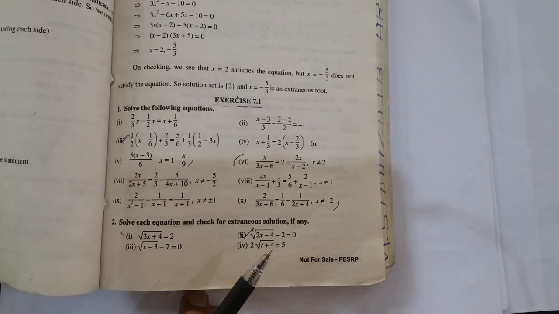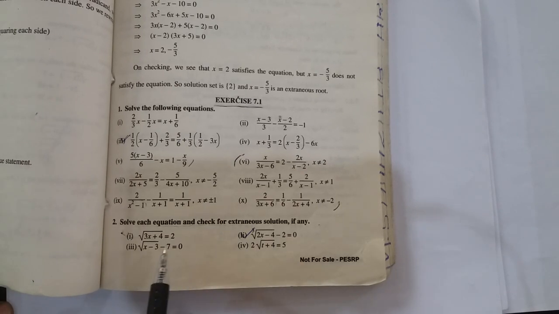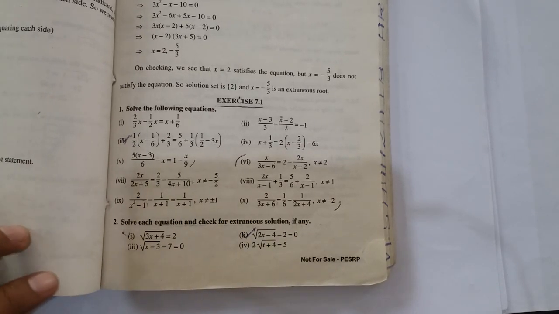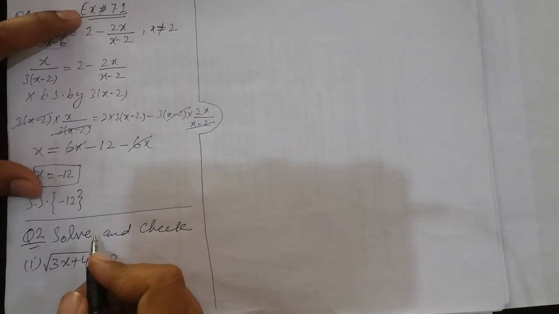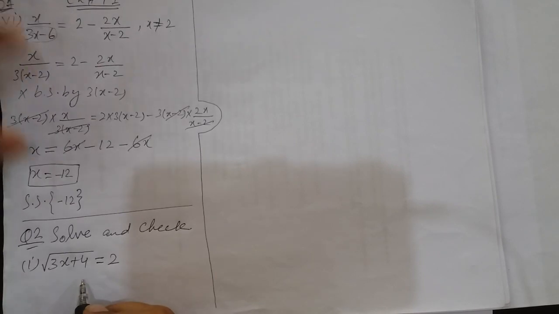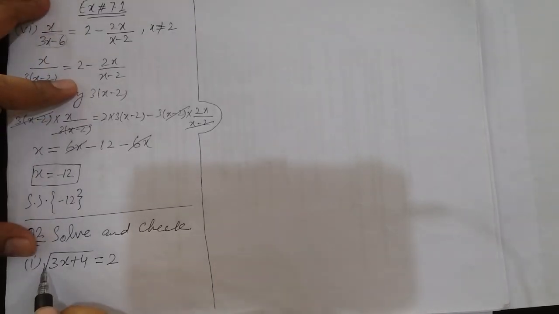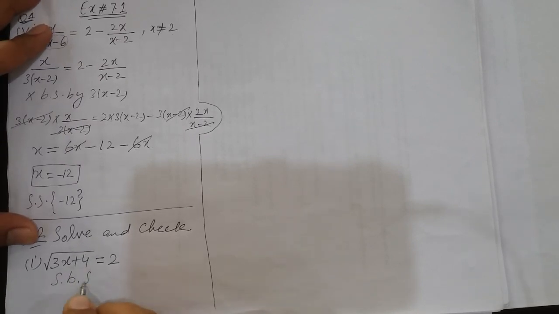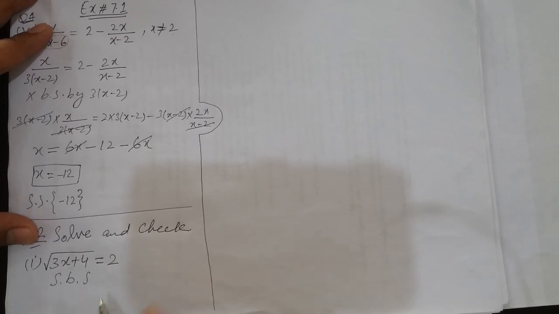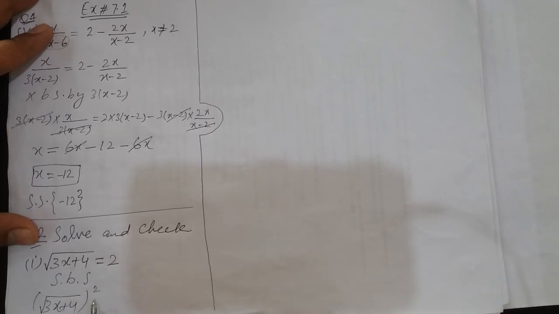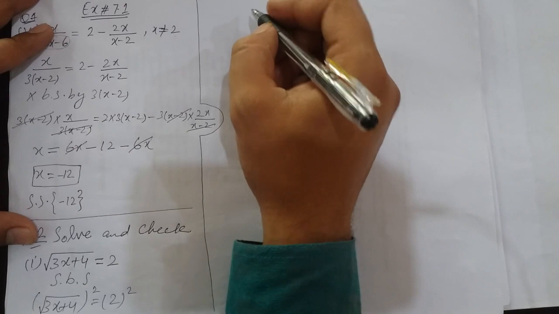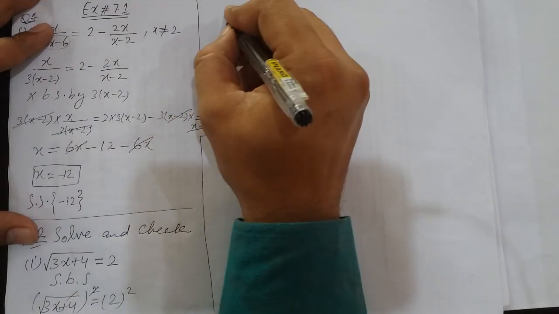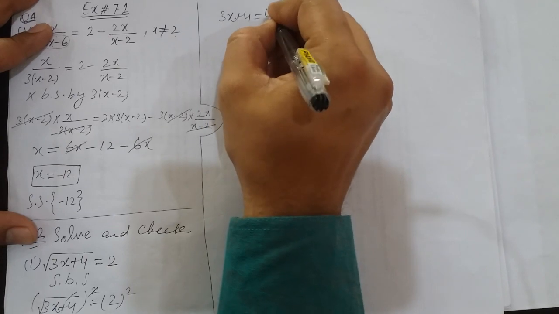So let's do one question to understand how to solve. Question number 2, first part. So this is the first part of question number 2. To solve this question, first we have to remove this square root sign. So to remove this square root sign, we have to take square on both sides, squaring both sides. SBS means squaring both sides. Square root of 3x plus 4, whole square, is equal to 2 square. The square will be cancelled by the square root. It will be 3x plus 4 is equal to 4.